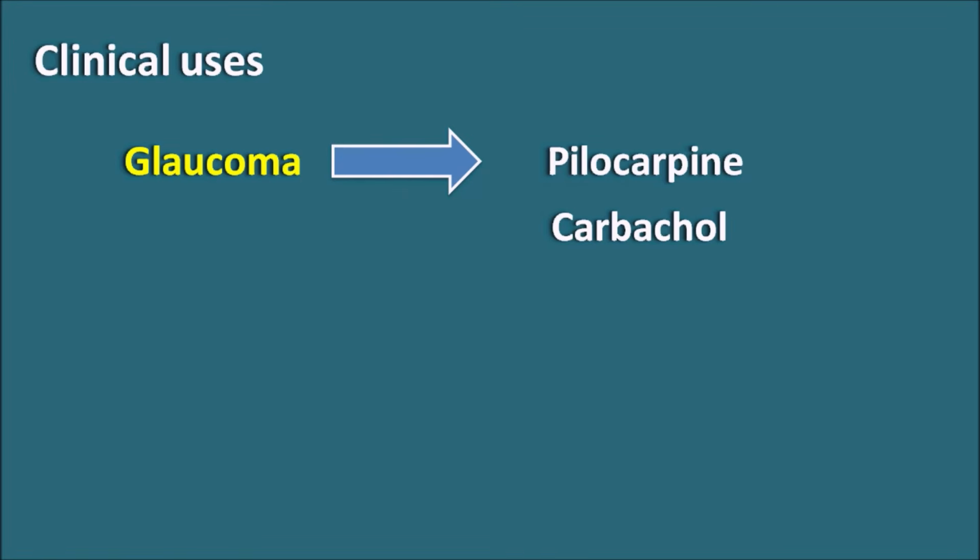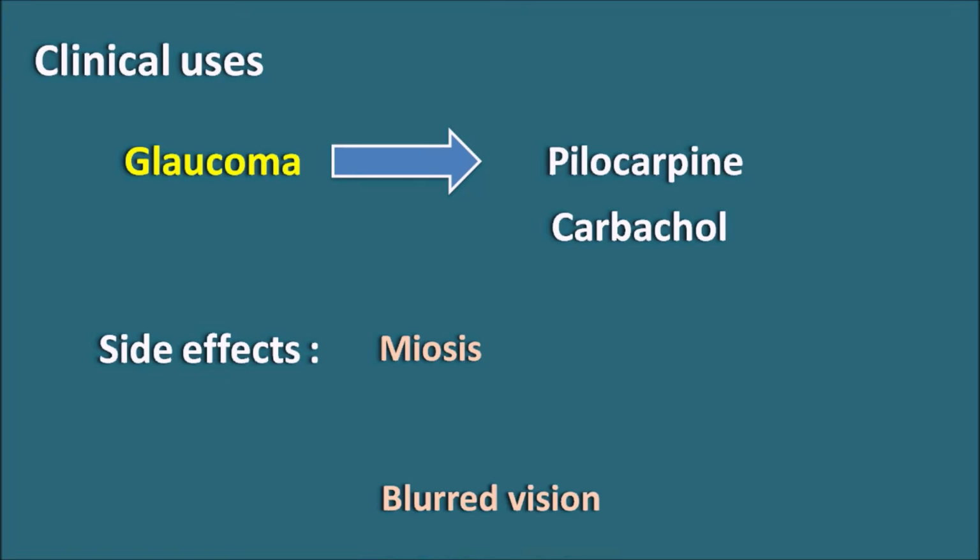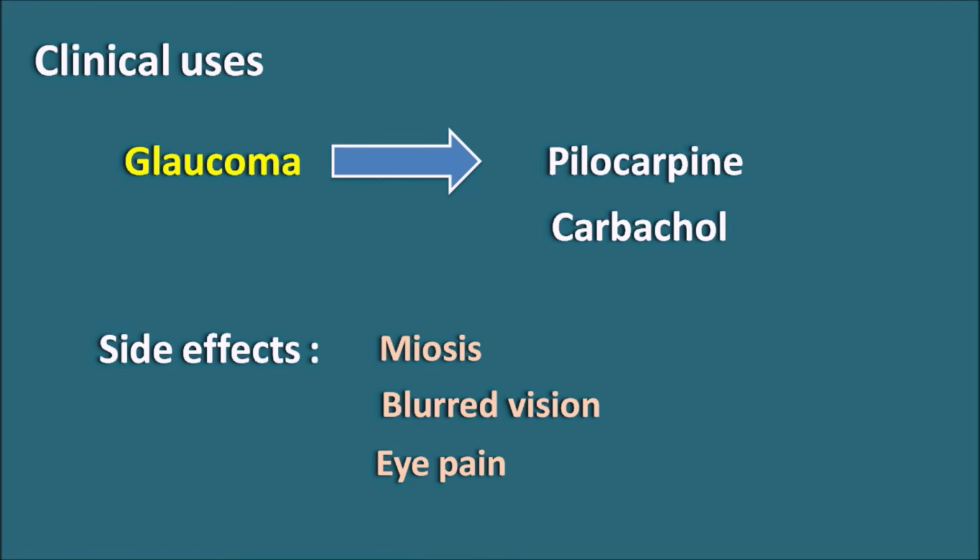And pilocarpine has another advantage in that it can be used in both open angle as well as closed angle glaucoma. But when these drugs are given in the treatment of glaucoma, they can produce some side effects like miosis, because these drugs produce pupillary constriction. That is one of the important side effects. And they can also produce some blurred vision, as the pupils are constricted, the vision may be disturbed. And they can also produce some eye pain during this pupillary constriction.